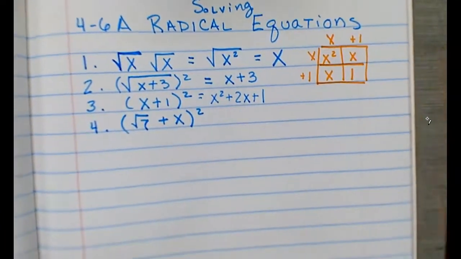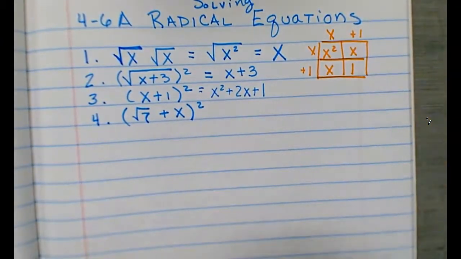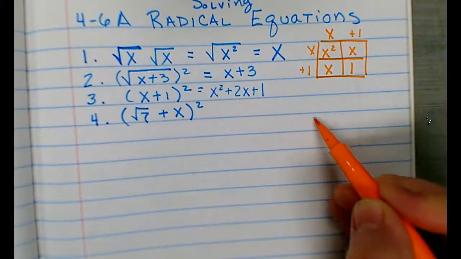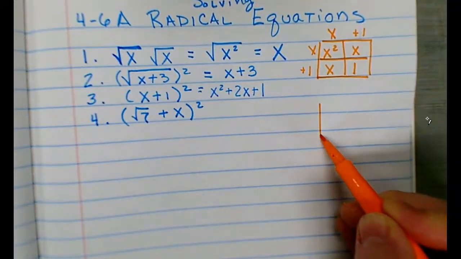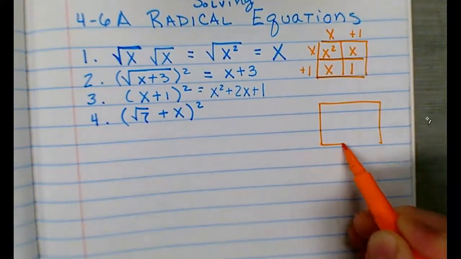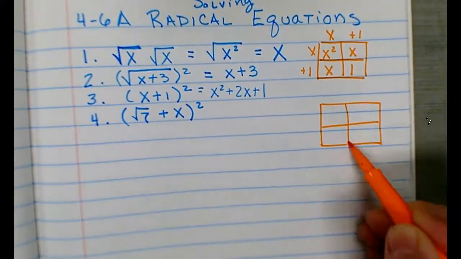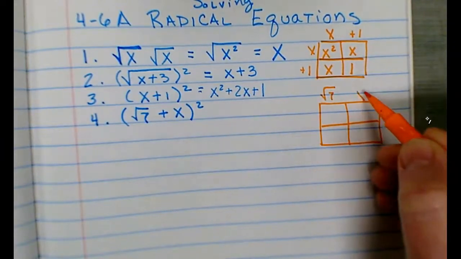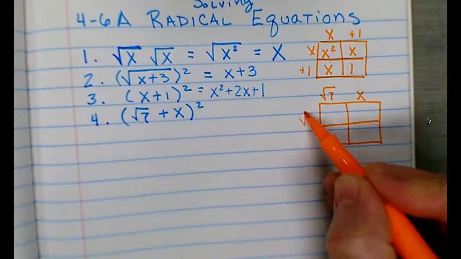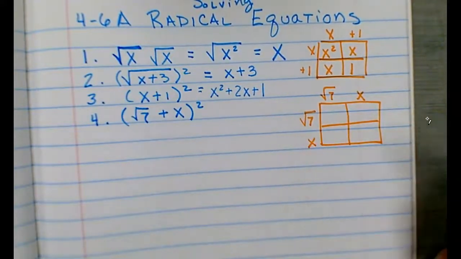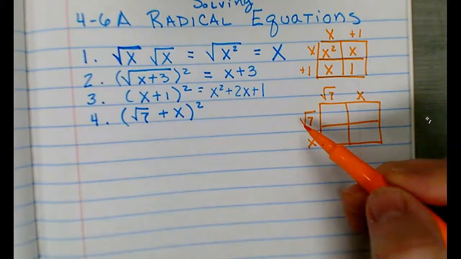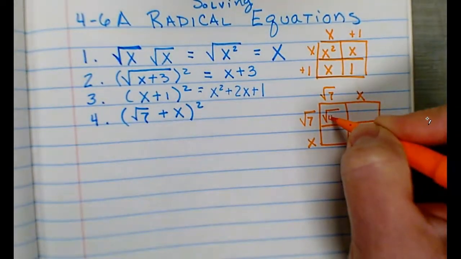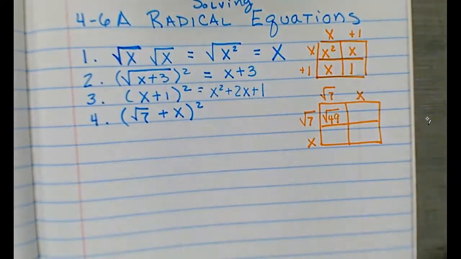Now this next one is a little bit different. We haven't ever done one like this before, but it is a binomial squared, and so in order to do that, we could use a box problem. And so we have the square root of 7x and the square root of 7 and x. So the square root of 7 times the square root of 7 would be the square root of 49. 7 times 7 is 49.